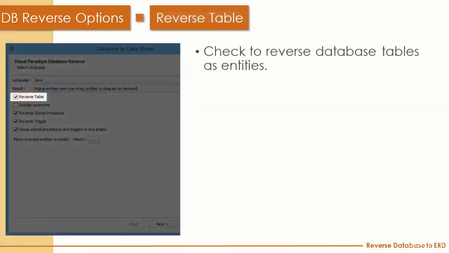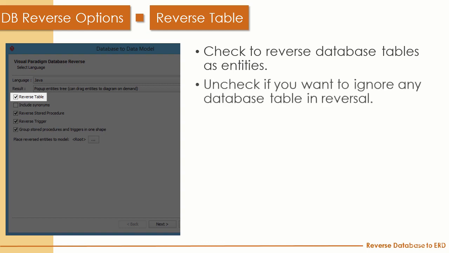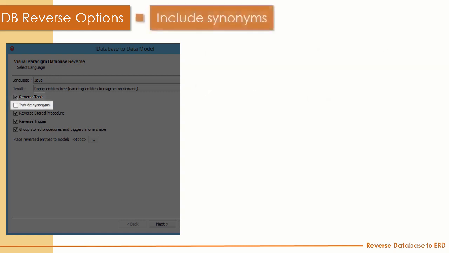The next option is reverse table. You check this if you want to reverse the table as an entity. If you uncheck it, we will ignore all the database tables. This is useful if you just want to reverse the stored procedures or the triggers.